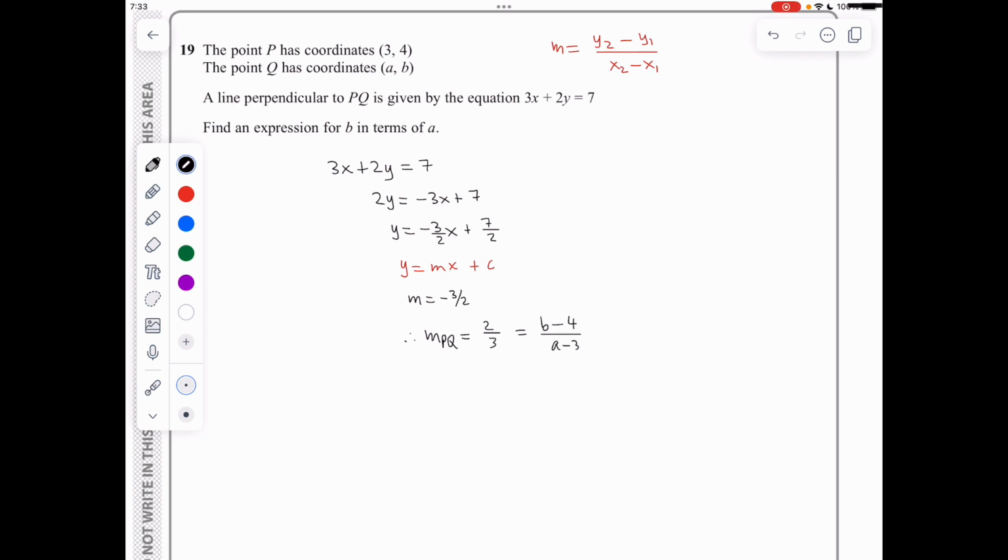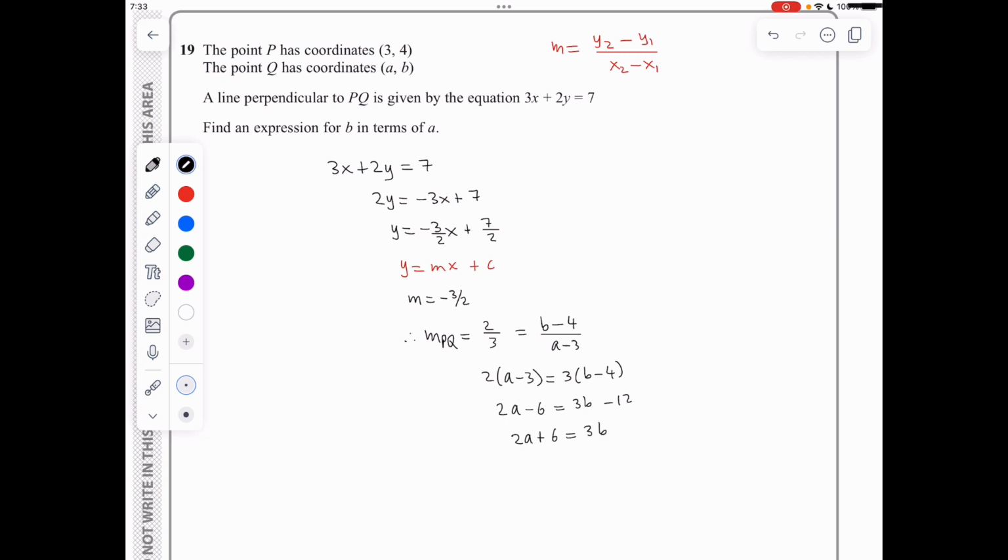And we have just established a relationship between b and a. We need to isolate and solve for b. So I will cross multiply. 2 brackets a minus 3 is 3 brackets b minus 4. Expanding to give us 2a minus 6 is 3b minus 12. This leads to 2a plus 6 is equal to 3b.